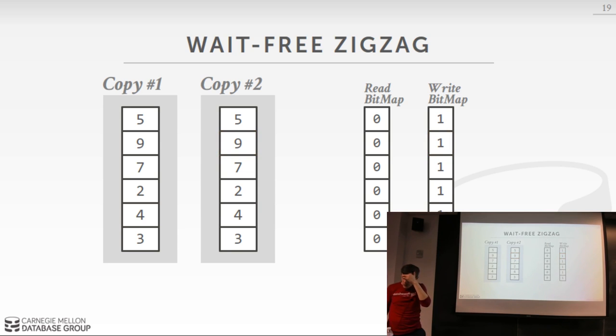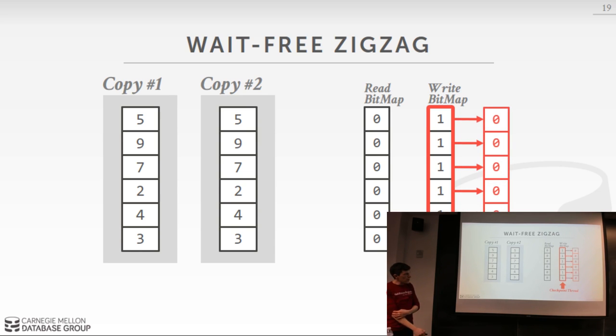So say now, at the very beginning, we want to start taking a checkpoint. The checkpoint thread is going to look at the write bitmap, and it's going to use this to figure out what it should read from. So essentially what it's going to do is invert the bitmap, and for every single slot in the bitmap, it's going to invert the value. So if it's one, it goes to zero. If it's zero, it goes to one. And that's going to tell it where it needs to read from.